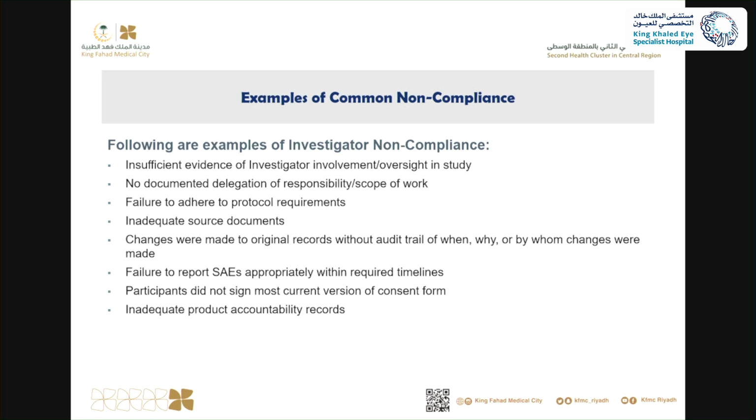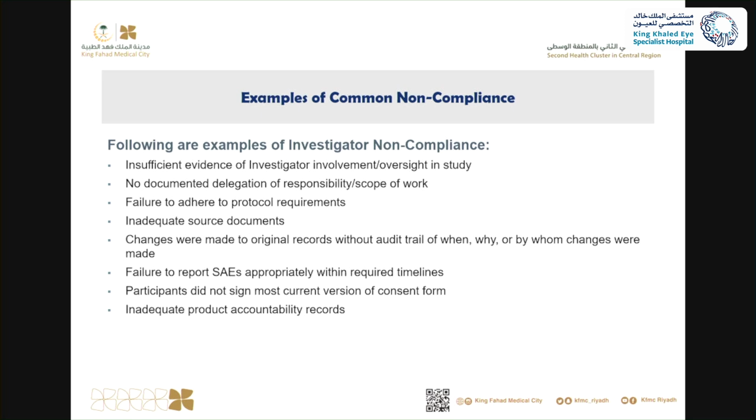Also, participants did not sign the most current version of the informed consent. We are always making amendments to the informed consent, so we only use the latest version. It happened that the site was still using version 1, although it was in version 4 by then.